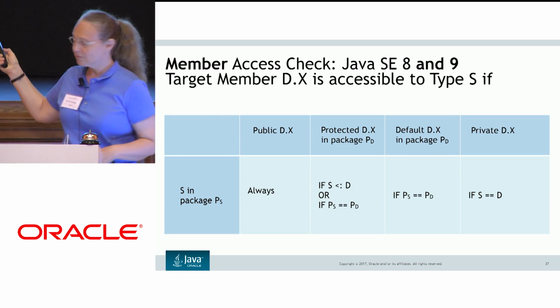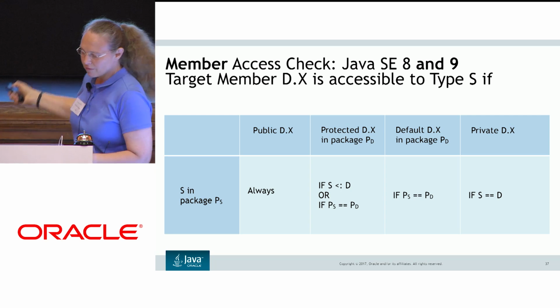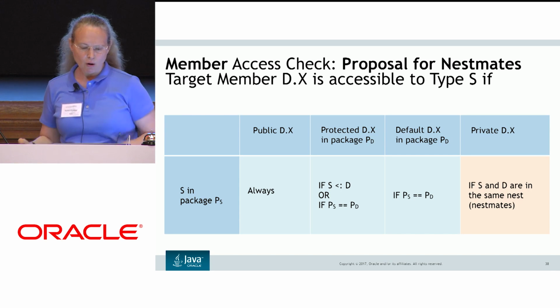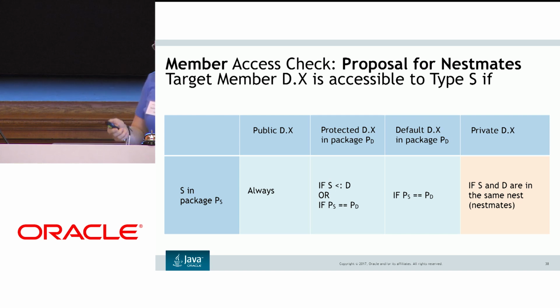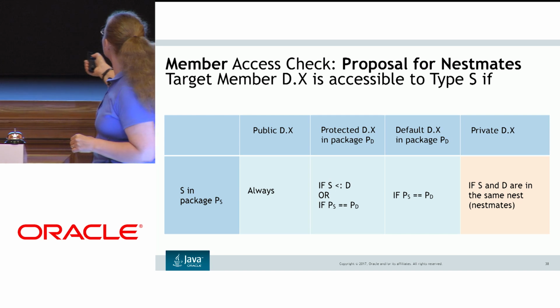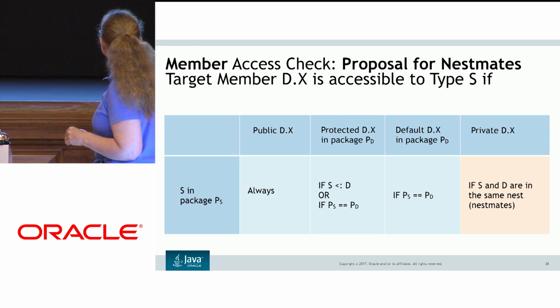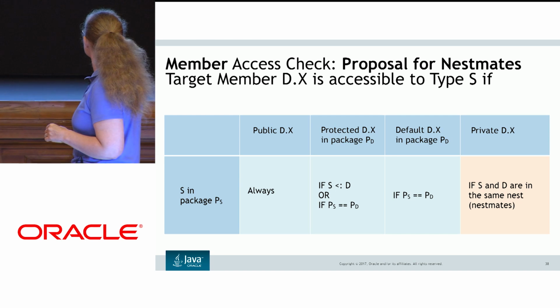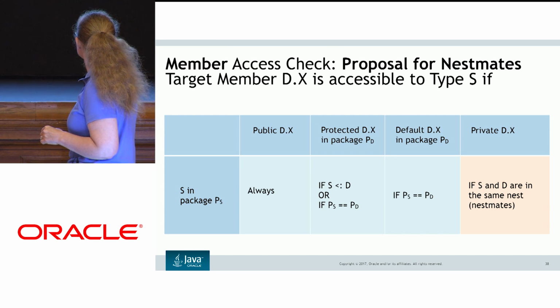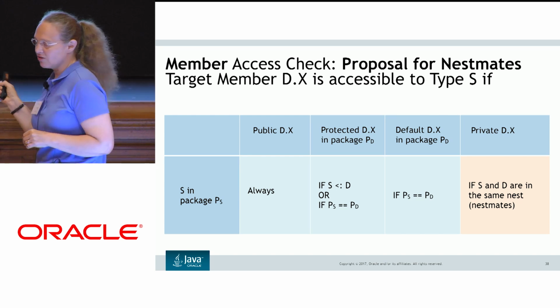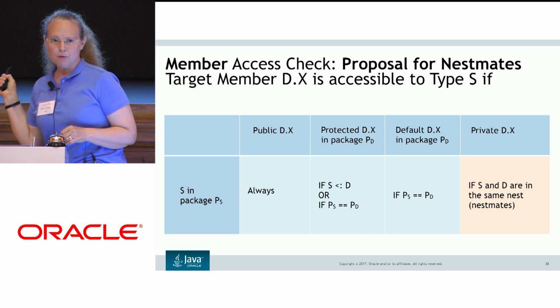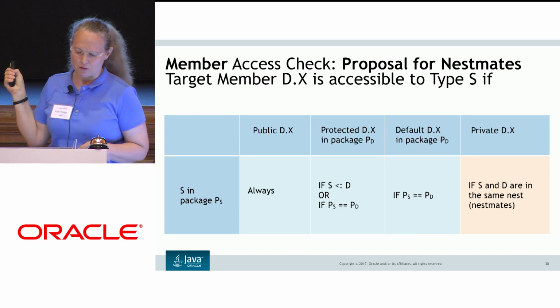Okay, you've seen this? I won't go over it. This is to show you the before. All we changed in the member access was the private, okay? So if S in package PS wants to access private member X declared in D, it can if S and D are in the same nest, i.e. nestmates. That's what we're proposing. That's the heart of the nestmates proposal.